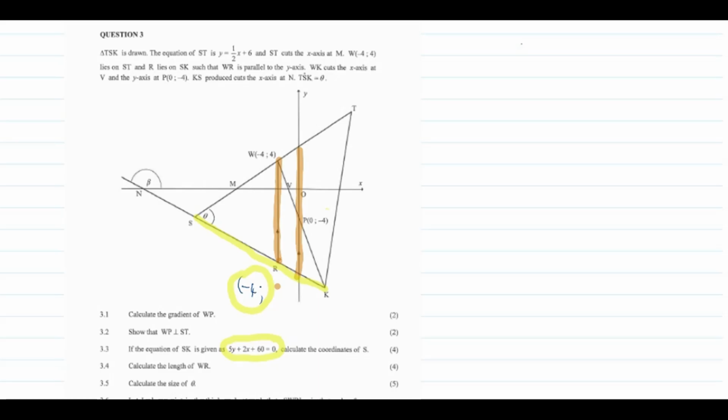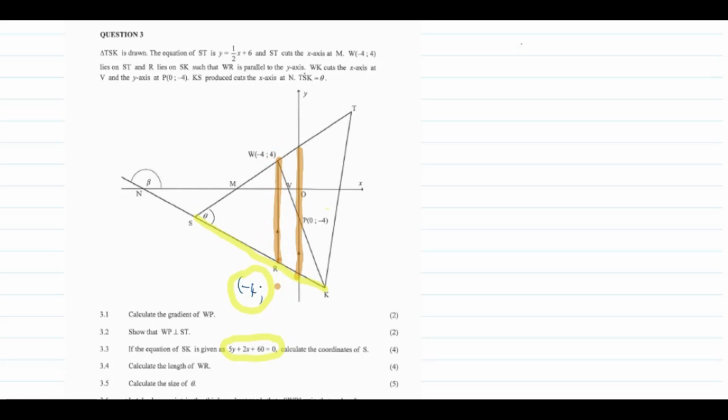We already know that the x coordinate of our R is equal to negative 4 because we are told that the line WR is parallel to the y-axis. What that tells us is that it's just a straight line that goes all the way from that point W down to your R. So the x value stays constant for all the points that are on this line, meaning that the x value of R is equal to -4. So all that we need to calculate is our y value.